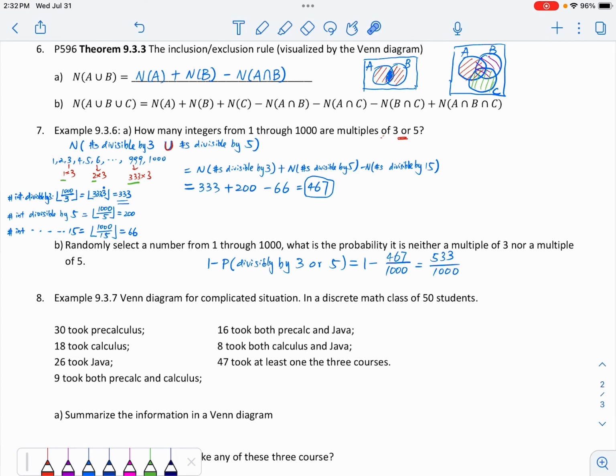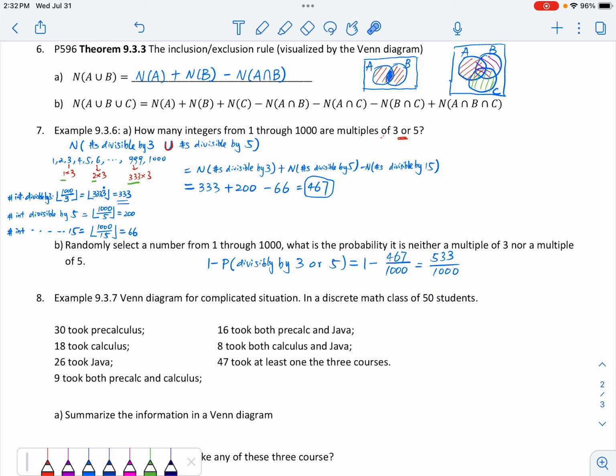All right, let's look at the last example of this section. From this example, I hope that you will be able to effectively use a Venn diagram to summarize the information and then also use it to solve the problem. Let's see, in a discrete math class of 50 students, so this is our sample space.